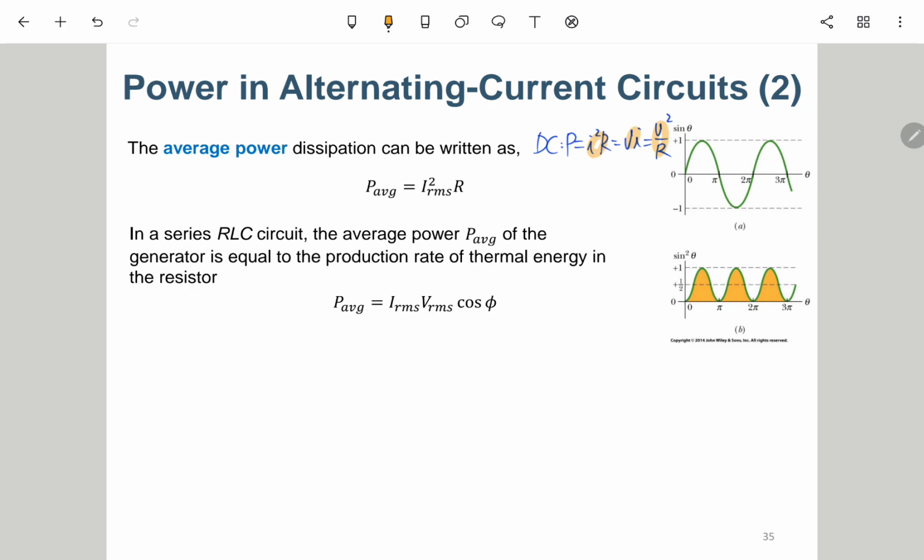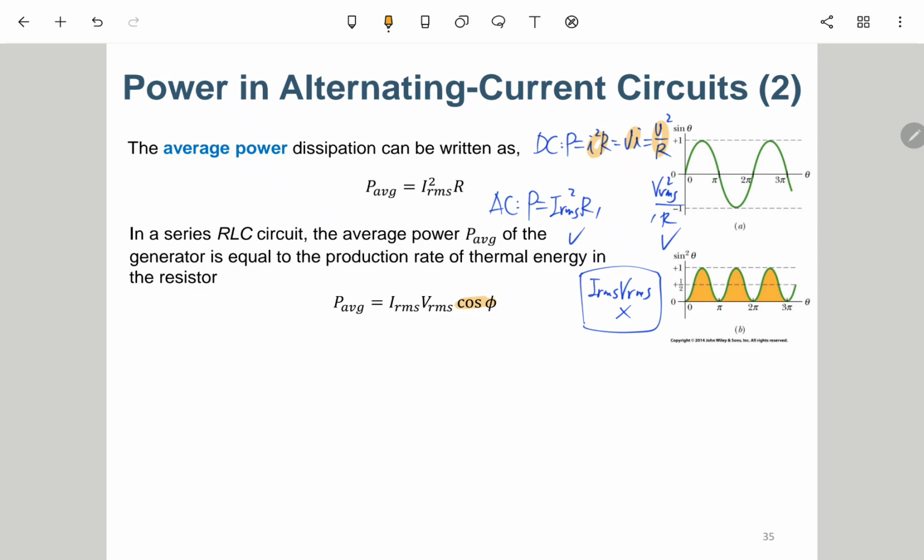But for the AC version, we already know that P equals I RMS square R is okay, and I can also tell you that V RMS square over R is also okay. These two are okay, but I RMS times V RMS is not okay. So here, P average should be these two, but multiplied with this cosine of phi.